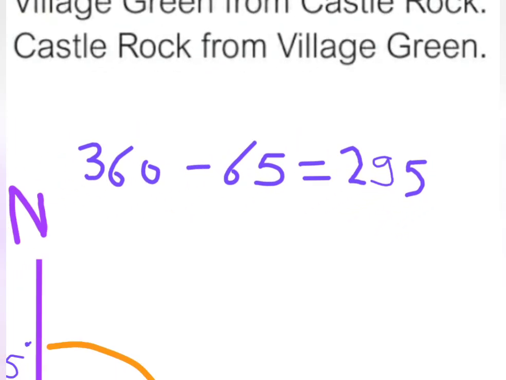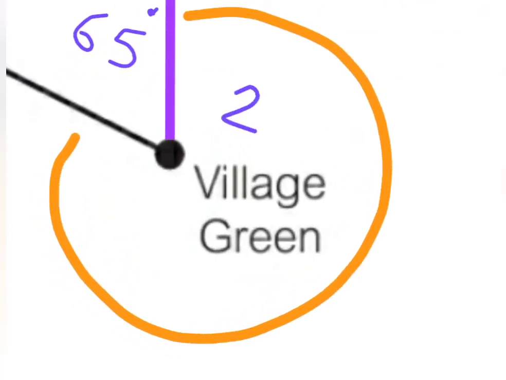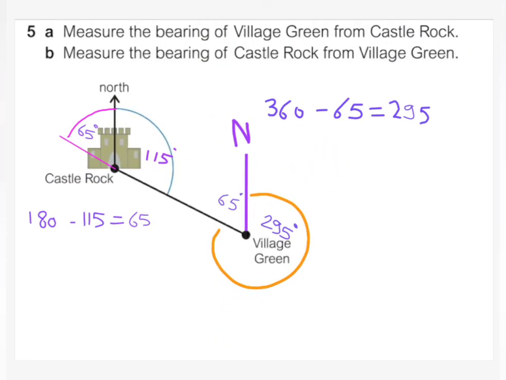Now 295. When you add 5 and 5, you'll get 10. That makes 300, and then you have the 60. So this one is 295. And this is the bearing from Village Green.